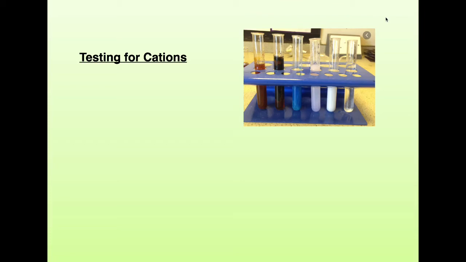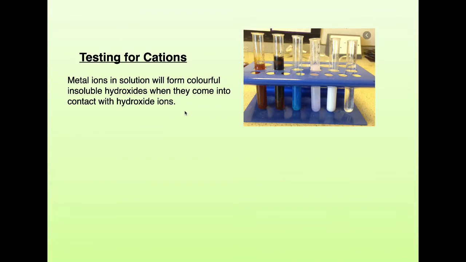Okay, testing for cations. Remember, cations go to the cathode. The cathode is negative, so cations are positive. So typically metal ions. Almost without exception, they're metal ions, aren't they? So let's have a little look. And you get beautiful colours with some of these precipitates. That's going to be the giveaway.